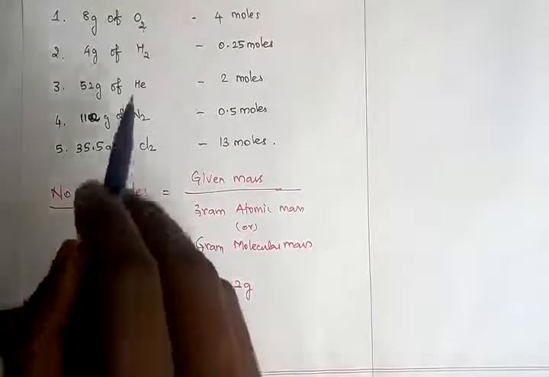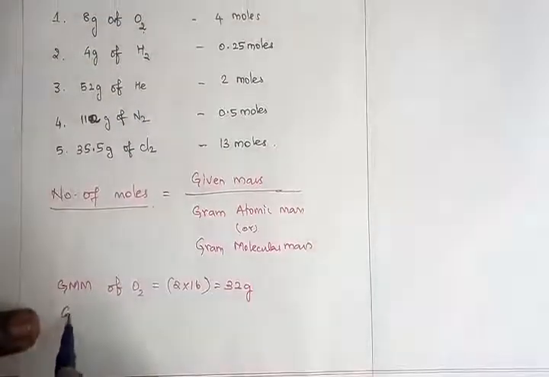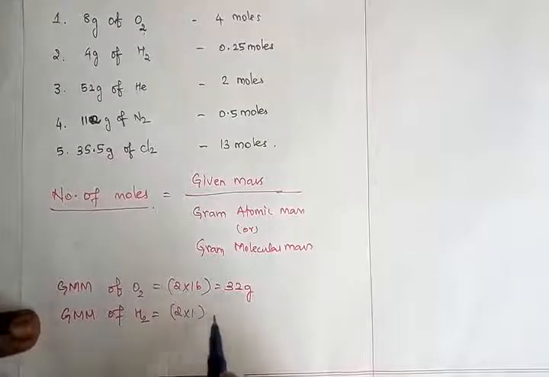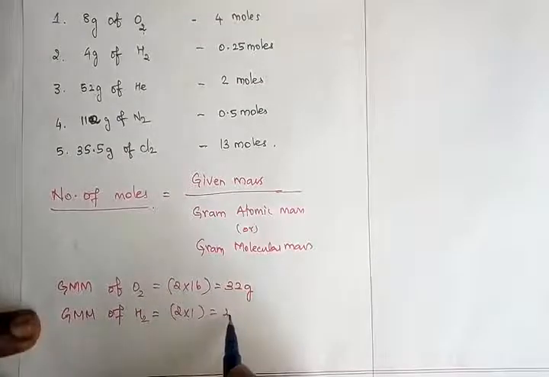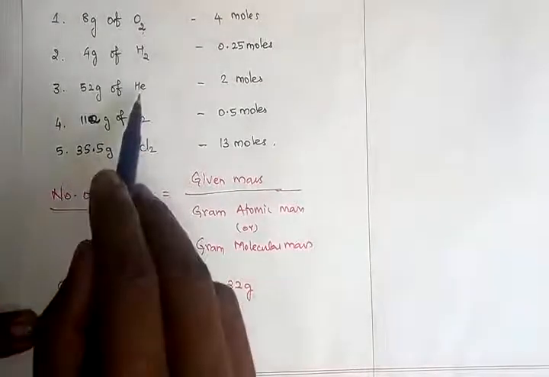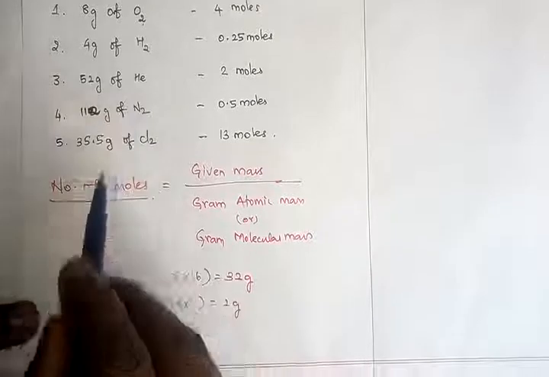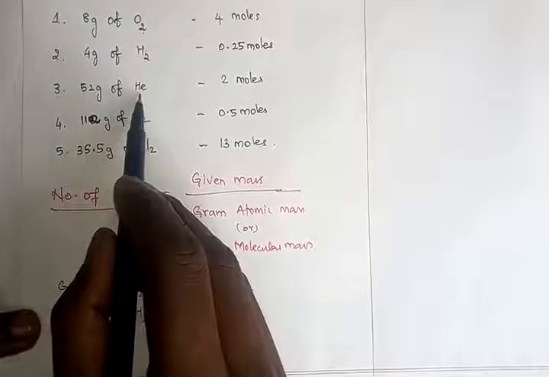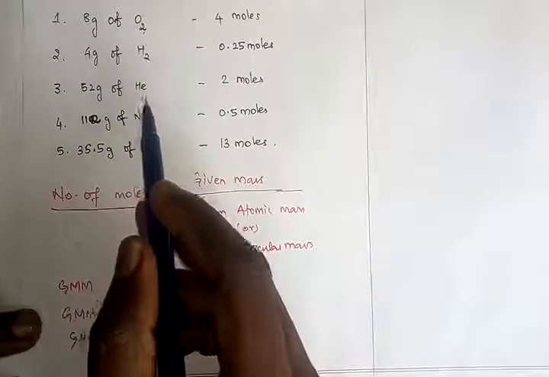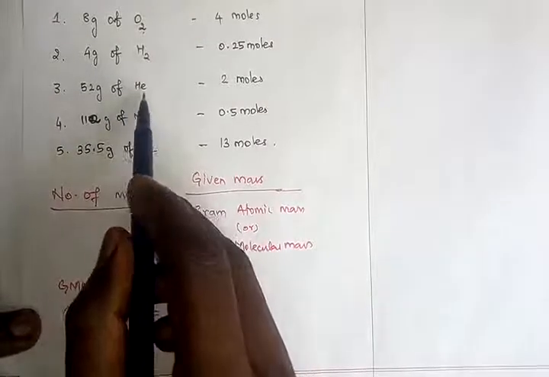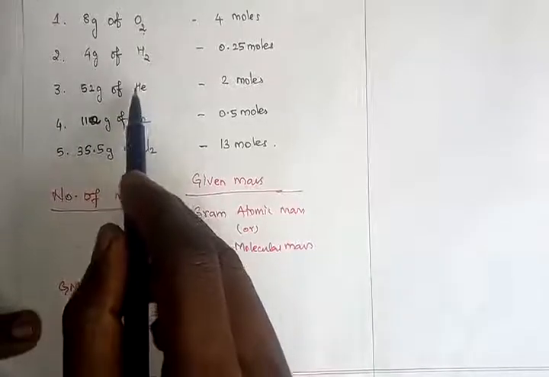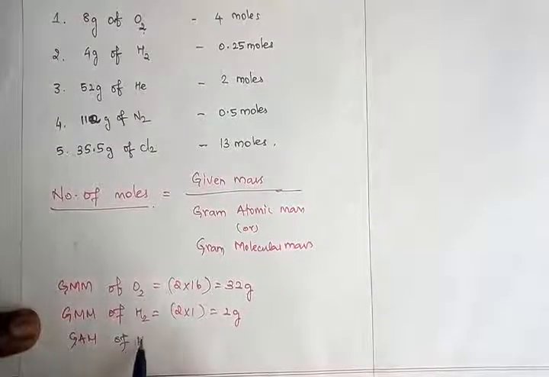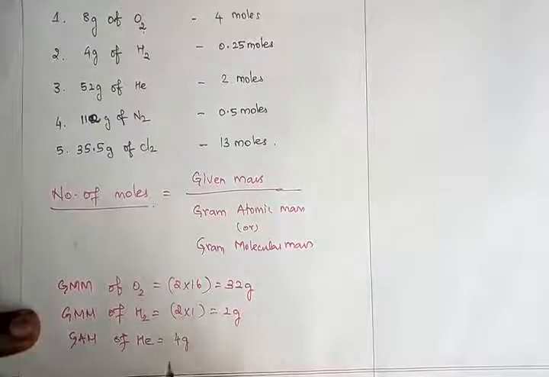Okay, the next one, hydrogen. Again, hydrogen is a molecule. So the gram molecular mass of hydrogen is equal to 2 into 1, where 1 is the atomic mass of hydrogen, so 2 grams. The next one is helium. Helium is an atom, so gram atomic mass. Otherwise it is a monoatomic molecule, so we can go with molecular mass, not a problem. The gram atomic mass and gram molecular mass of helium are the same because it is a monoatomic molecule. So the gram atomic mass of helium is equal to 4 grams.